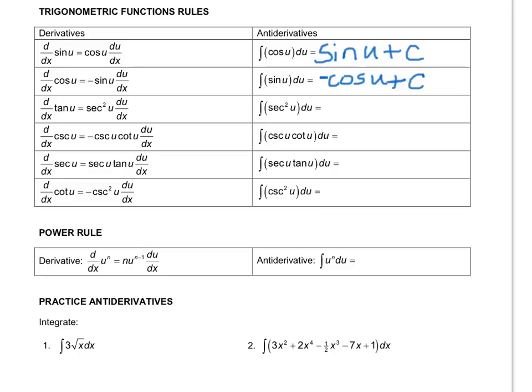Okay, let's see how you did. The antiderivative of the secant squared of u is just the tangent of u plus c. If you remembered the plus c, yay! If you forgot it, don't do it again. So quick, go put your plus c's in if you forgot them. All right, so the antiderivative of the cosecant of u cotangent of u is actually the negative cosecant of u plus c.